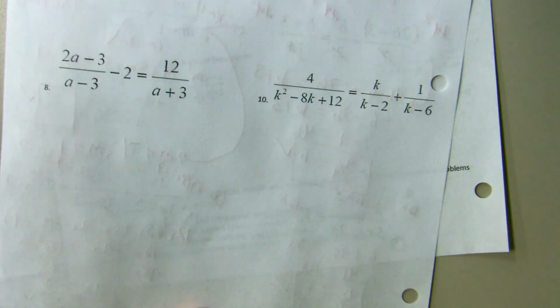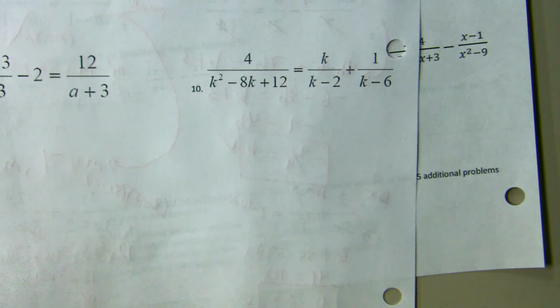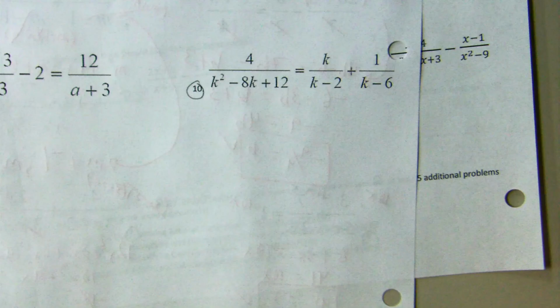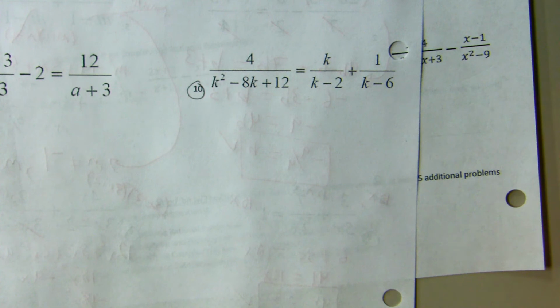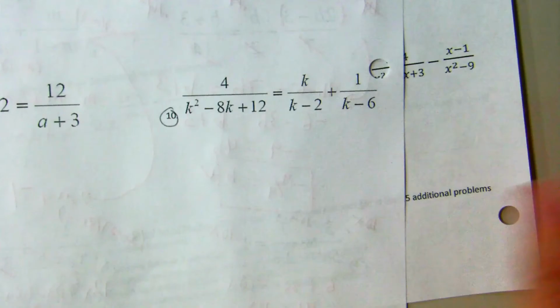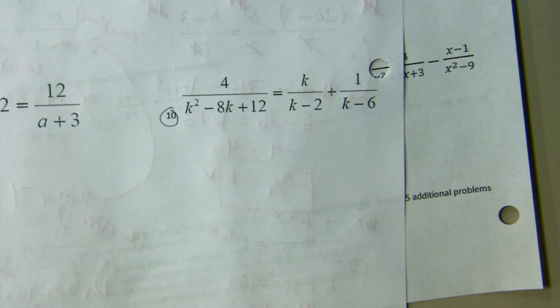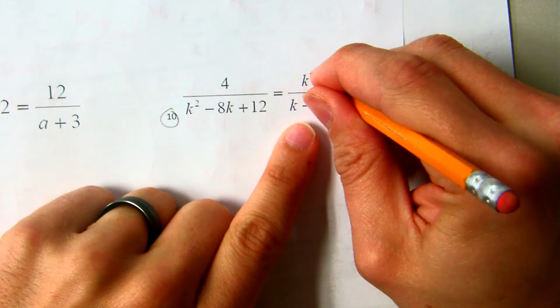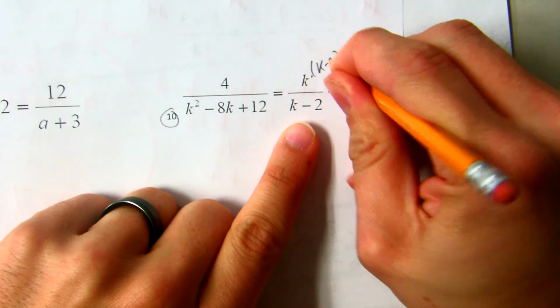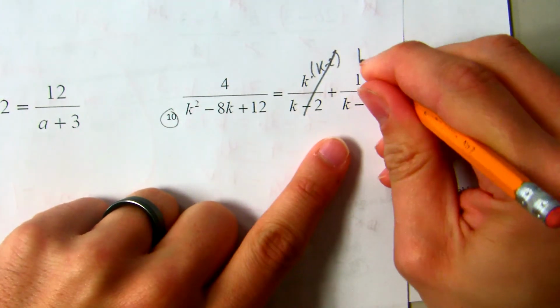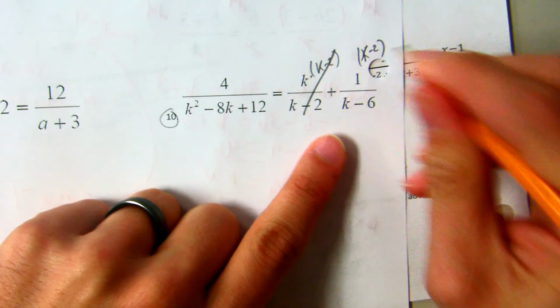Alright, so there's 4 questions on the back, and there's one I want to do one more of with you. And I'll give you 2 minutes to try the others. That's question 10. So that's kind of a similar trick to other things we've been doing with adding and subtracting rational expressions and the complex fractions. But I can see I obviously want to multiply everything by k minus 2.